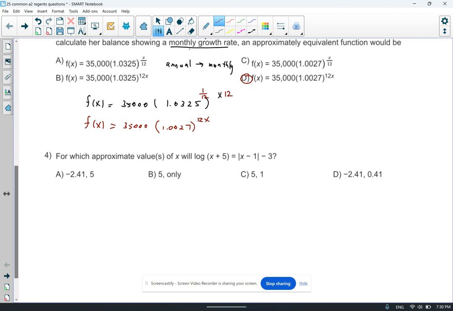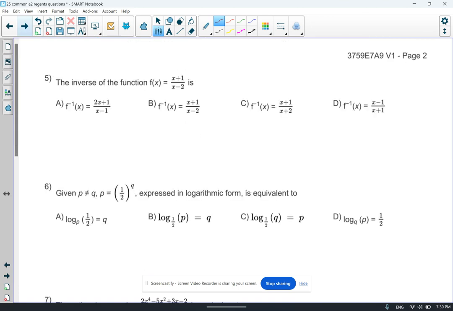I would like to do number 4, but I'm going to do that in a separate video when I can put out the calculator. I'm not going to do it tonight, though.